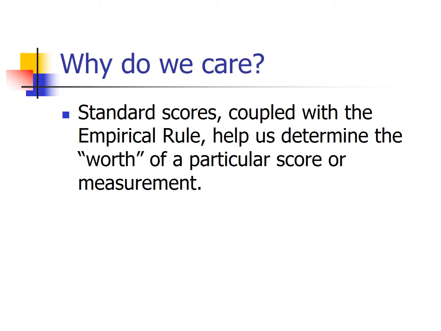So why do we care? What's the point of taking some number and turning it into some other number, right? Why do we take something that has a natural unit like weight and turn it into a maybe more abstruse unit, these standard deviations? Well, it turns out that standard score is coupled with something called the empirical rule. We're going to talk about the empirical rule on the next slide. It turns out that standard scores coupled with the empirical rule help us as researchers determine the worth or value of a particular score or measurement.